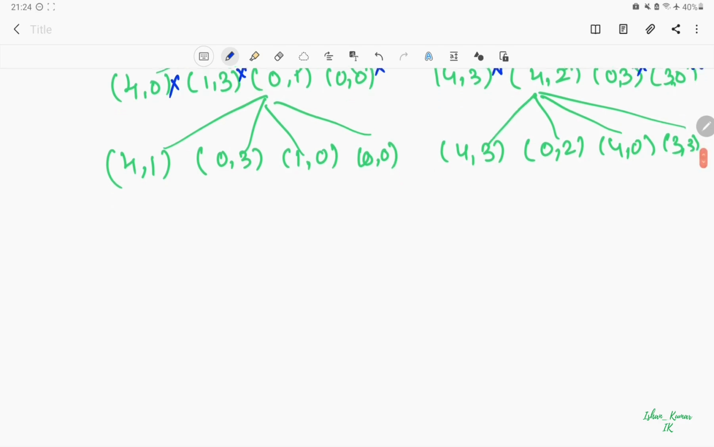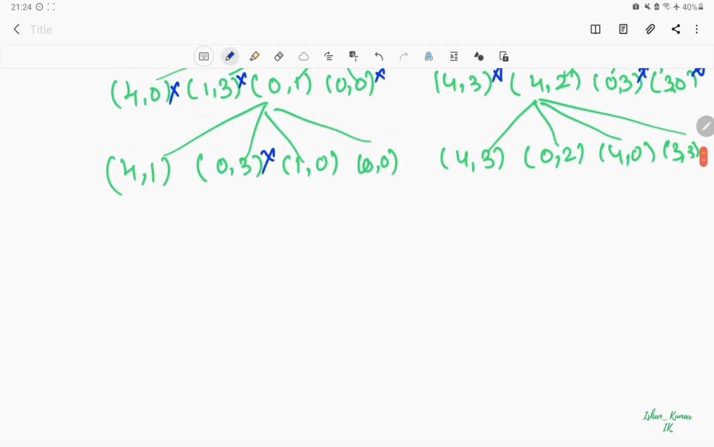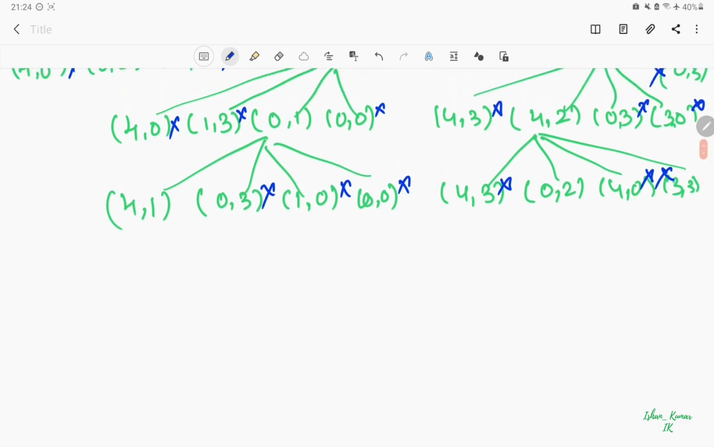Now again, if we see, 0, 3 already explored, 1, 0 already done, 0, 0 already done, 4, 1 we have not explored before. On the right hand side, 4, 3 already done, 0, 2 never explored before, 4, 0 done, and 3, 3 we have already done.